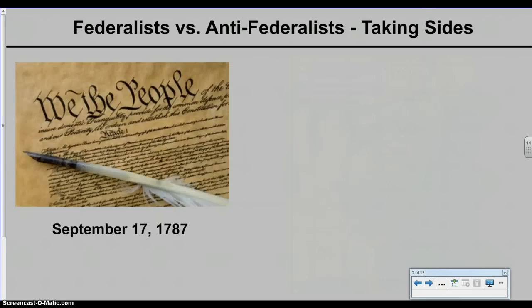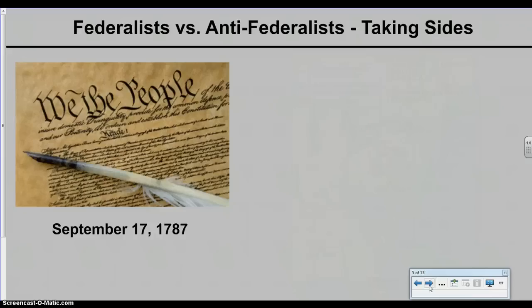Now, it's important to remember that the Constitutional Convention had passed a pretty important document on September 17th of 1787. This, of course, is the United States Constitution. Now, when this document was passed, it has to be put out to the states to be ratified. The rules are pretty simple. 9 out of the 13 states have to ratify this for it to become law of the land. And of course, this is going to be an issue.